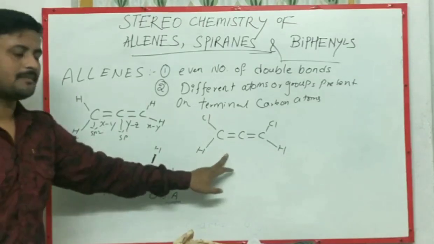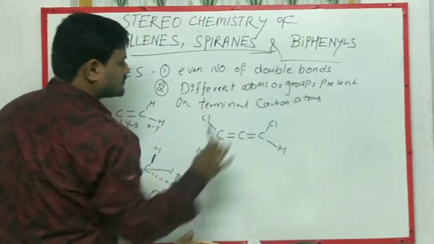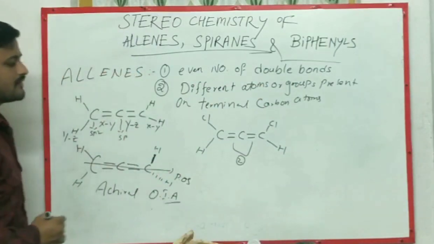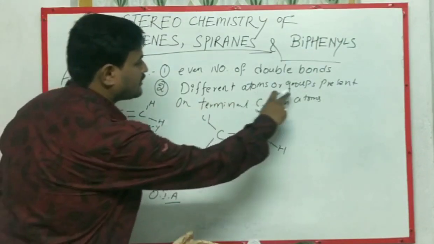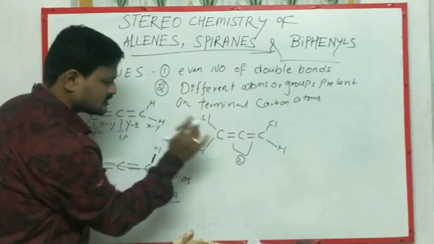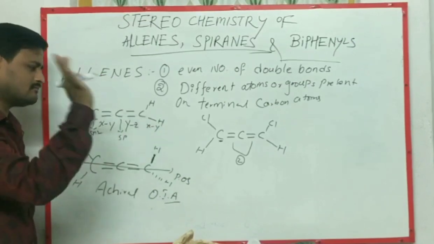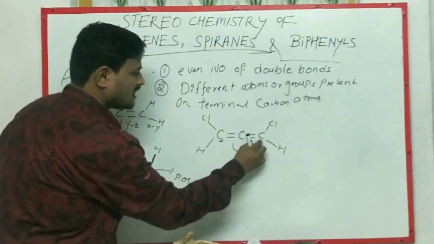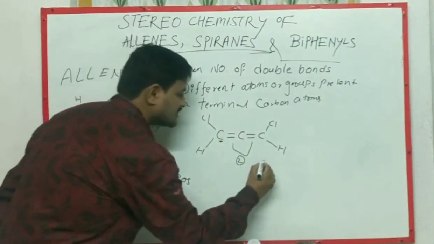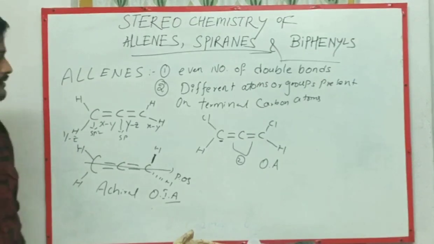Is this example optically active or inactive? Just rules. Even number of double bonds. Here double bonds are two. And different atoms are present at the terminal carbon atoms. You can observe this carbon atom having two atoms, chlorine and hydrogen, different. And this terminal carbon atom having chlorine and hydrogen, different. Then it is an optically active molecule. Is it clear? Very simple thing.